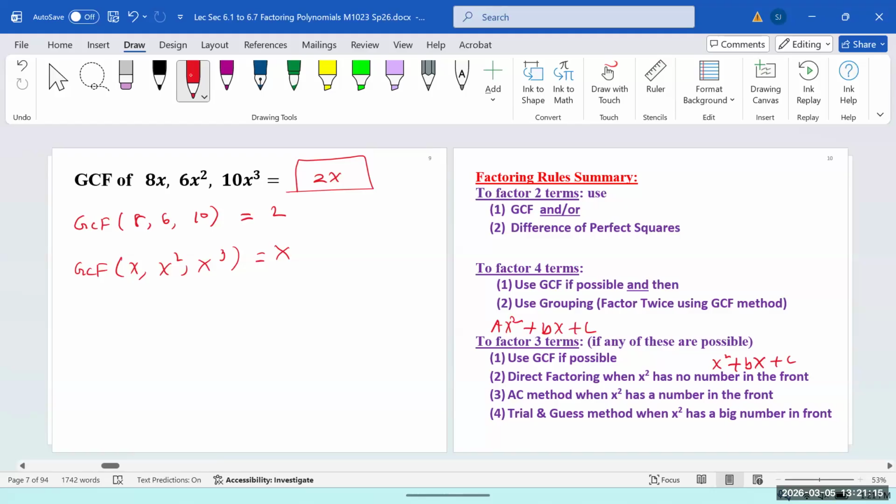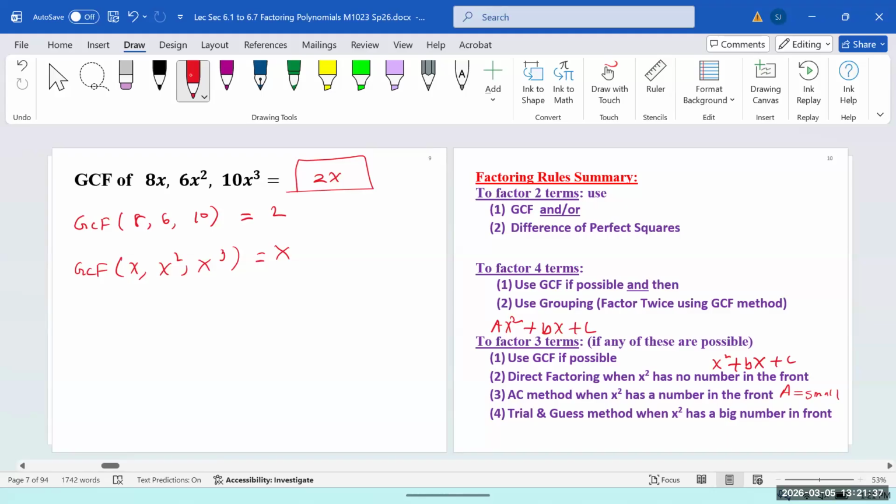But if you do have an a in front of x squared, and if that a is small, then we can use a method called the AC method. So we have ax squared plus bx plus c, and our a is a small number.